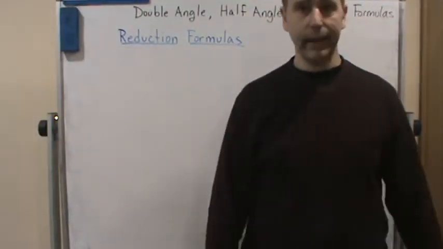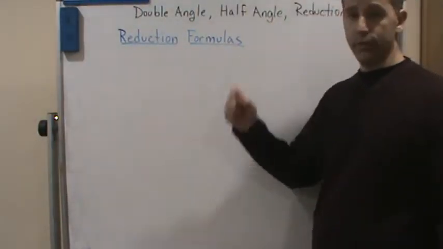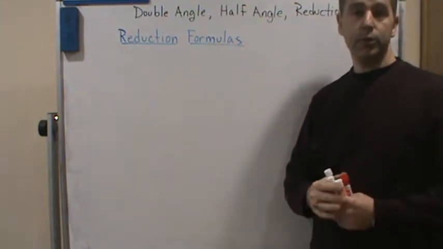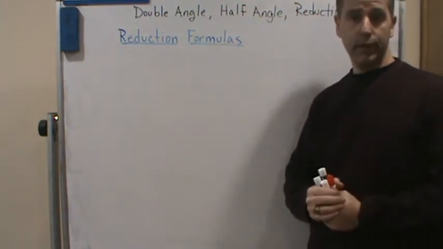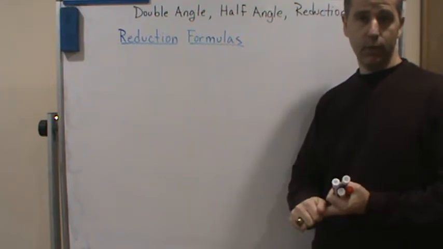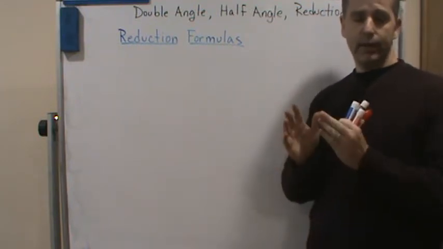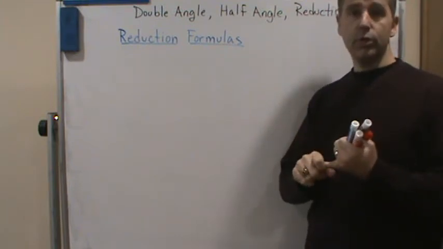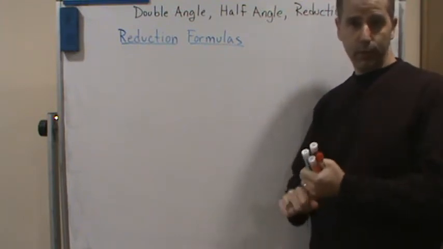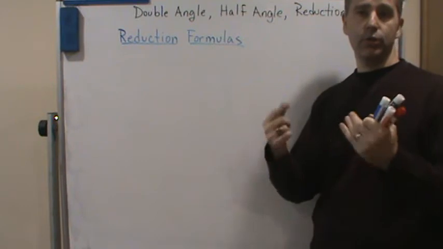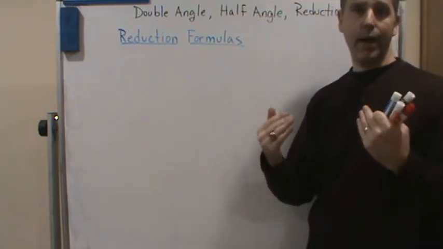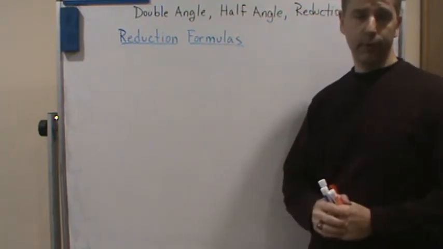Okay, so welcome back, and now we're going to talk about the reduction formulas. The reduction formulas are going to be derived from using two of the double angle formulas for cosine. Those formulas are going to be used to derive the reduction formulas for sine and cosine, and then we can use those reduction formulas to derive the reduction formula for tangent.